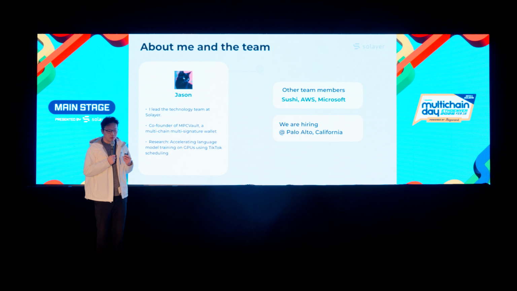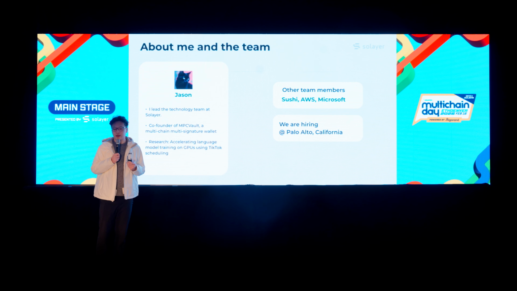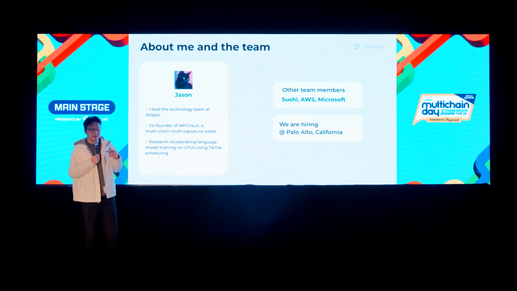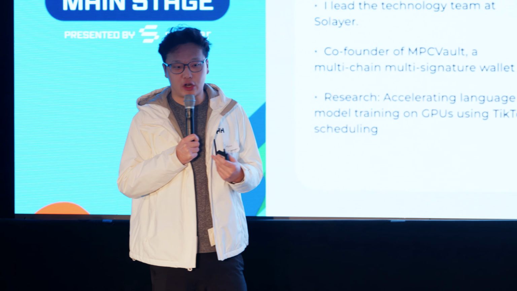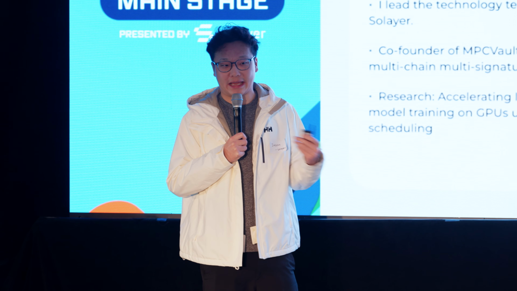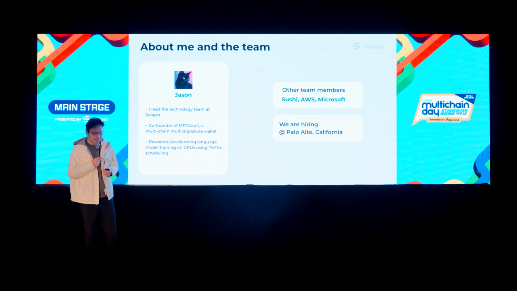So this is probably one of the first presentations on bridging between one SVM chain and another SVM chain. And there are a couple of design primitives that we've thought about very hard before beginning any work. So I'll share those as well.